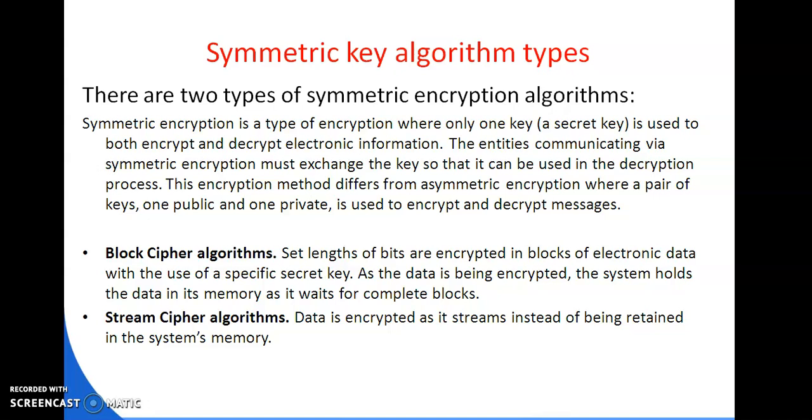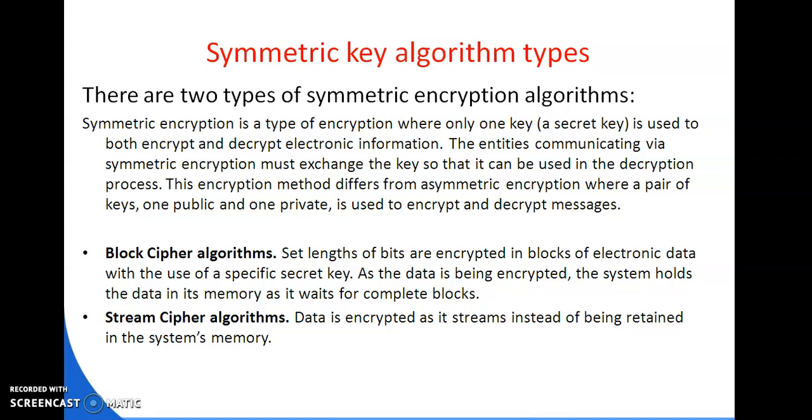And these encryption methods differ from asymmetric encryption, where a pair of keys are used. One is the public key, another one is your private key. So regarding the algorithms, there are two types of algorithm. One is your block cipher, second one is your stream cipher.